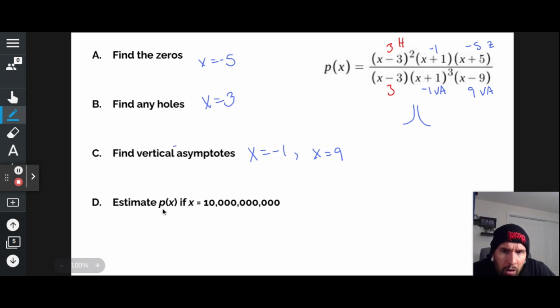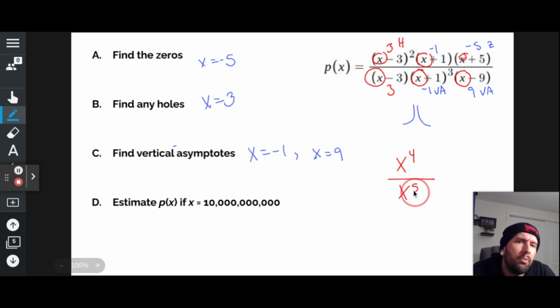Last but not least, estimate p of x if x is 10 billion. Numbers aren't good for me. That basically just means as the limit approaches infinity. So let's see how many x's we have. 1, 2, 3, 4 up here. So x to the 4th up here. 1, 2, 3, 4, 5. So basically what happens is this is going to go away, and you're going to end up with a really large number over an even bigger number to the 5th. So we're going to say it's pretty close to infinity. I'm sorry, it's pretty close to 0. I have it upside down.